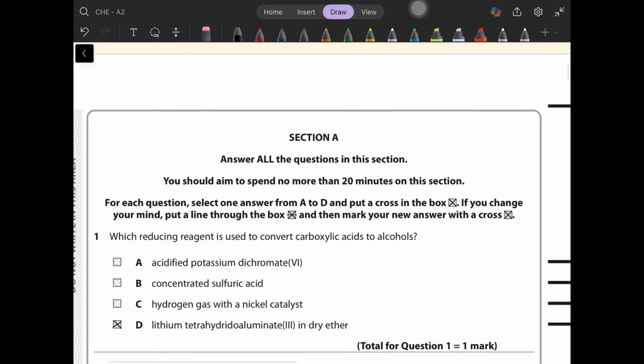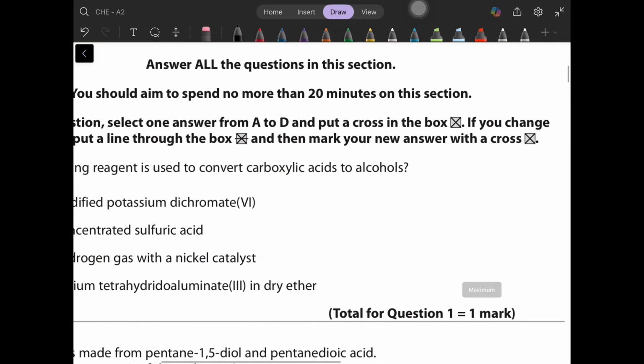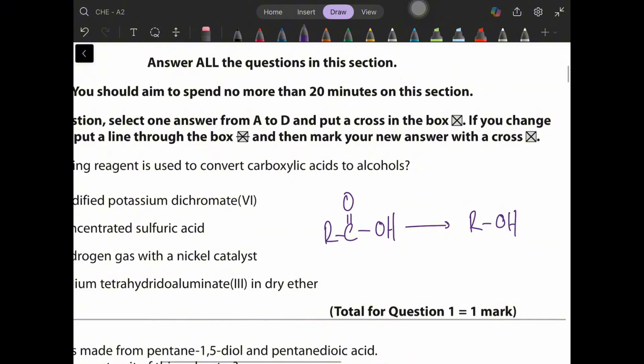Right. Which reducing reagent is used to convert carboxylic acid to alcohols? So suppose you have this carboxylic acid over here, and you're going to convert this into some sort of an alcohol, ROH. So this is going to be our carboxylic acid to alcohol.